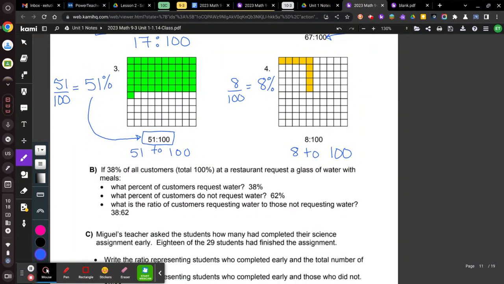So what have they done to the fraction? They kicked it over and made the 8 sit beside the 100. But the top number sits first. That's what you're going to notice. The top number is first for the ratio.